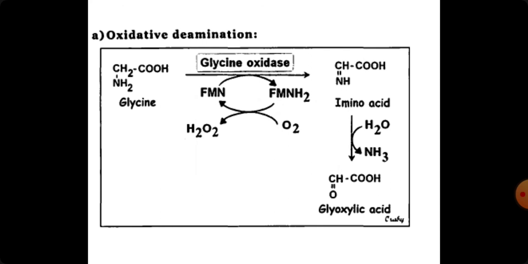In oxidative deamination, as shown here, glycine is first converted to an imino acid by glycine oxidase, where FMN is converted to FMNH2. That FMNH2 is then converted back to FMN with the production of hydrogen peroxide, and that hydrogen peroxide in turn is acted upon by catalase to give water. The imino acid formed from glycine with the help of glycine oxidase is further added with a water molecule to form glyoxylic acid.